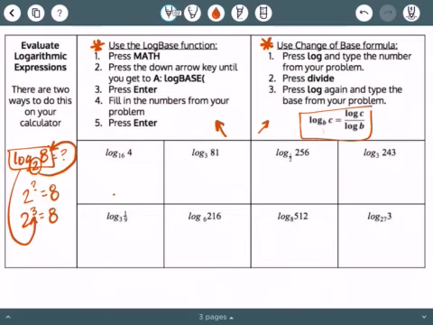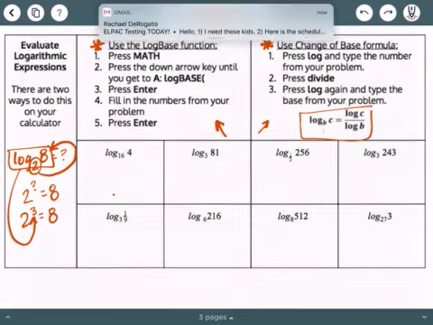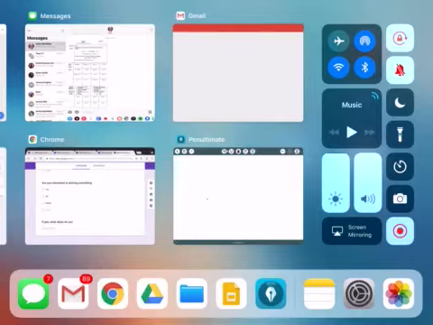You can either use the calculator to type this straight in, or if you aren't using a calculator, hi guys, sorry.